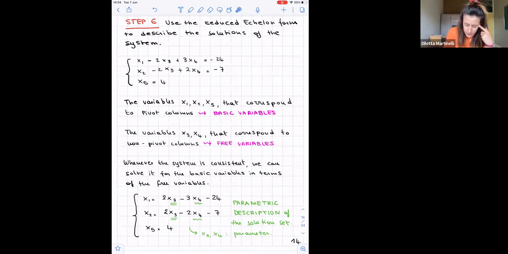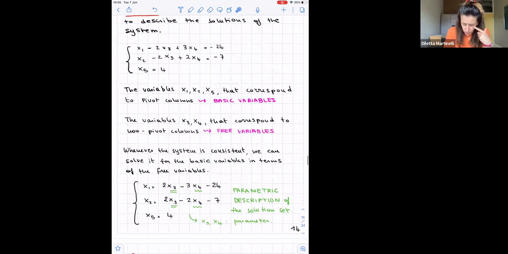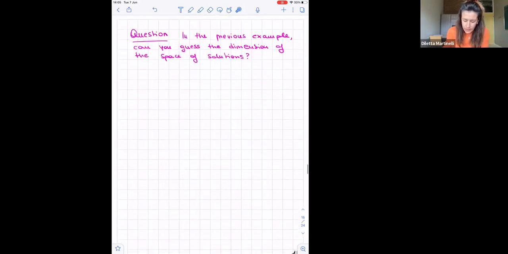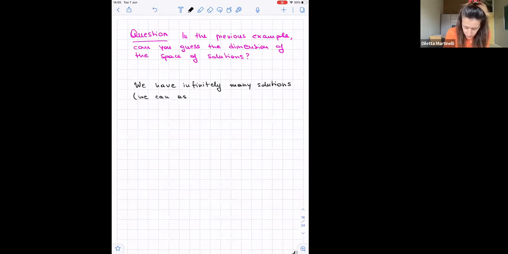To be precise, since I'm free to choose the values of 2 parameters, it will actually be a 2-dimensional solution set, infinitely many of dimension 2. Geometrically, that's a plane, something of dimension 2. We don't really have time to enter too much into the details, but I can say here, we have infinitely many solutions. We can assign infinitely many values to the free variables.